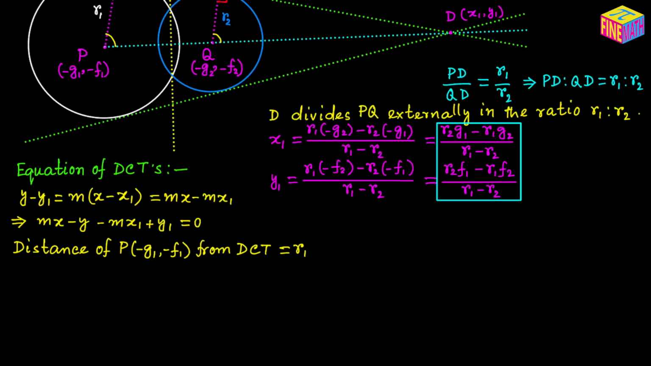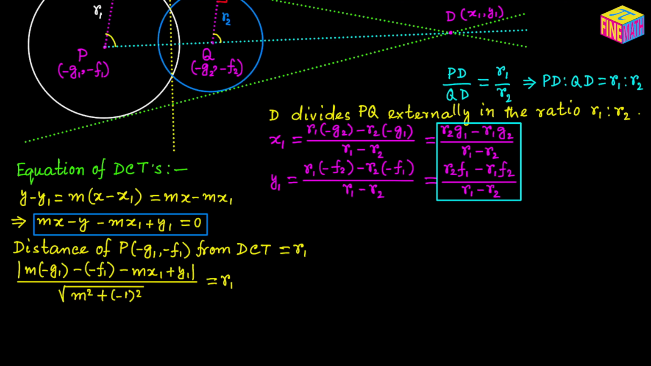We know the DCT's equation, which is a general equation right here, and also we know this distance is equal to r sub 1. So if we use the formula for the distance of a line from a given point, we can say that the distance would be r sub 1 and the distance will be like how I have on the left hand side of this equation. So this is the equation that is going to help me find the two possible values of m.